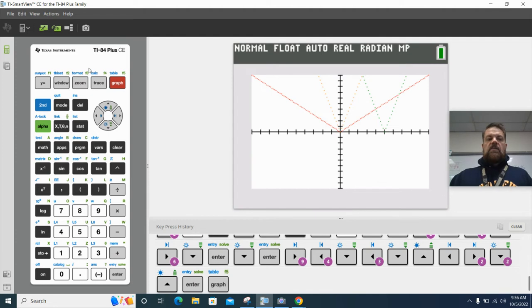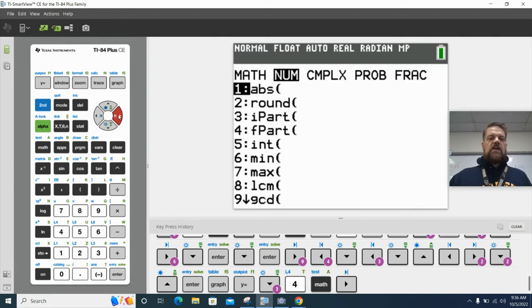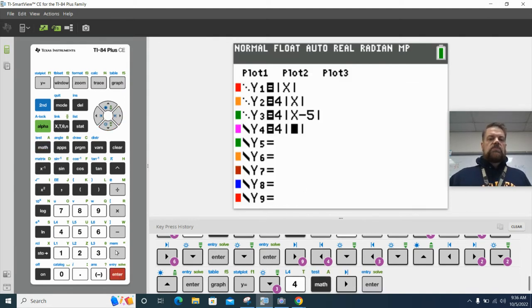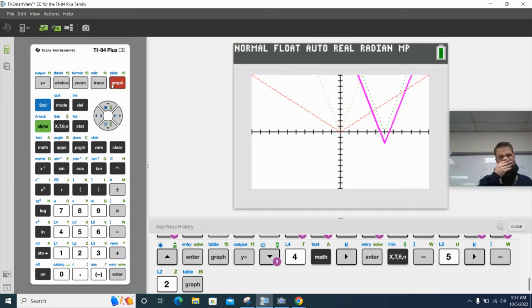All right. Now let's do for another equation the whole thing again, but we're going to say 4 times the absolute value of x minus 5, and then move over outside the parentheses, and what was it, negative 2? So that purple function is the final function, right?